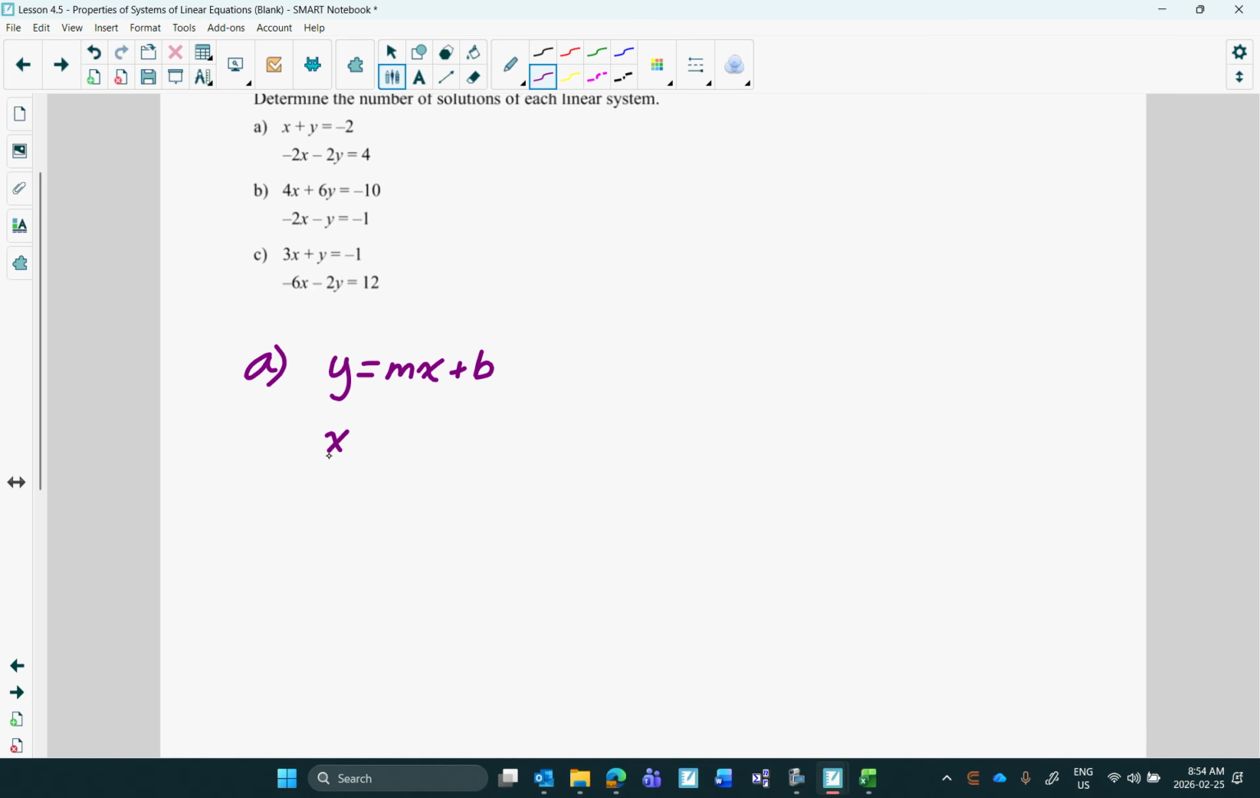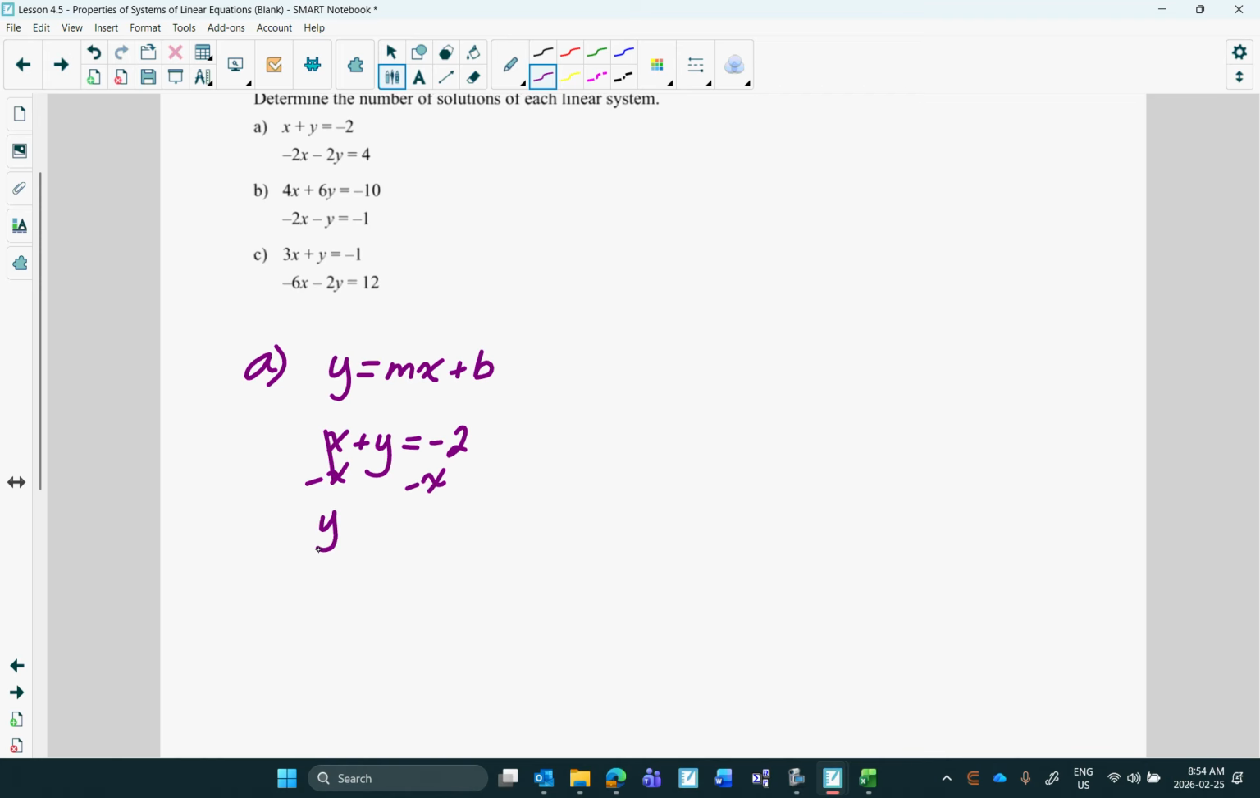So I've got to take x plus y equals -2 and get y by itself. What do I have to do? How do I get y by itself? Subtract x from both sides.